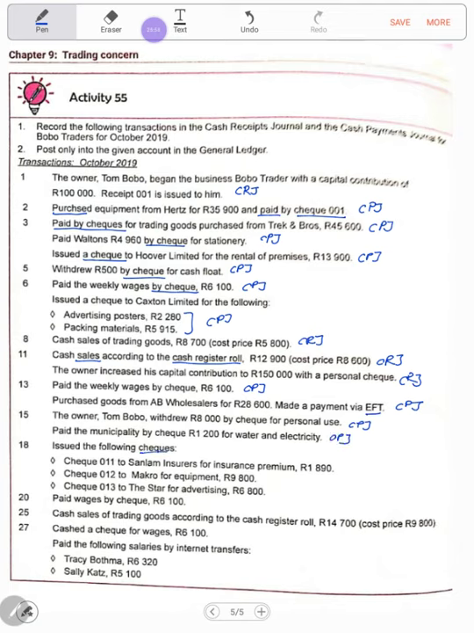Issue the following checks, all of that will go to your CPJ. Pay the wages by check, CPJ. Cash sales of trading goods, CRJ. Cash to check for wages, CPJ. Pay the following salaries by internet transfers, CPJ. Alright, grade 8s, jot down your journals and post to the general ledger.